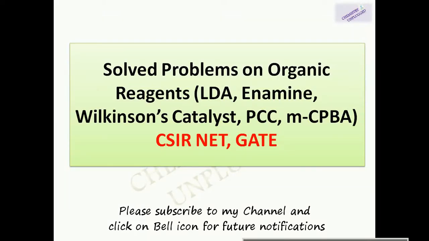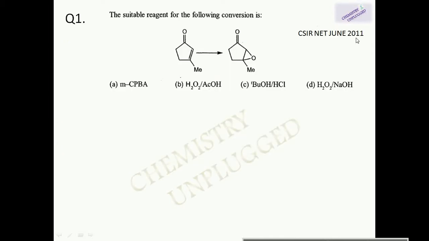In previous videos, we have discussed organic reagents like LDA, Enamine, Wilkinson catalyst, PCC, mCPBA. Today we will discuss problems related to these organic reagents, and we are discussing problems from CSIR NET and GATE. First question is from CSIR NET June 2011.